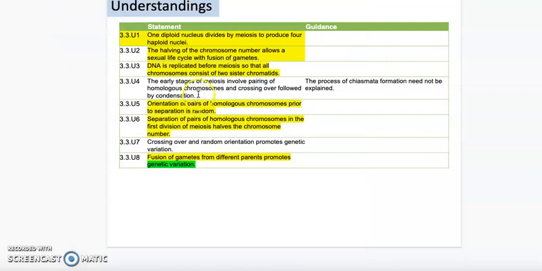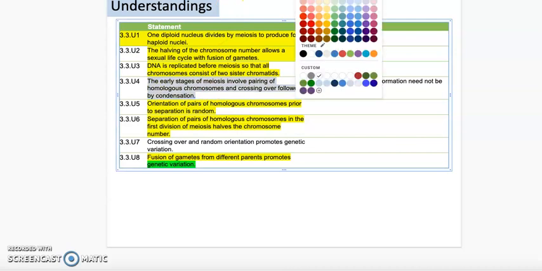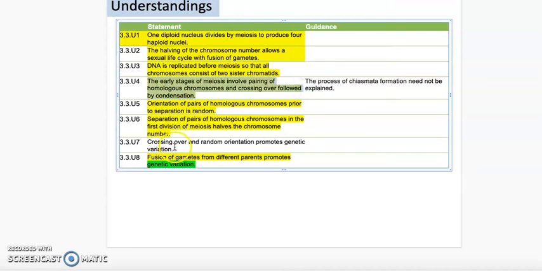Okay, so now we've covered the early stages of meiosis involving pairing of homologous chromosomes and crossing over, followed by condensation. What we're talking about there with crossing over, remember that it increases genetic variation. Why do we care about genetic variation? Because the more genetic variation that the offspring of an organism has, the better its chances of survival are going to be.